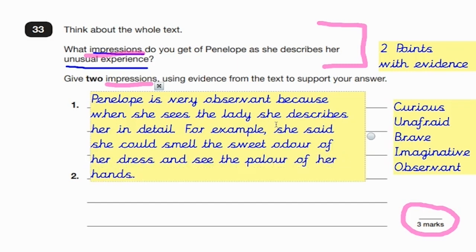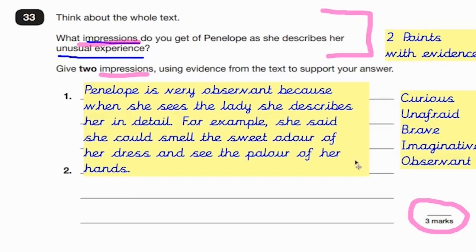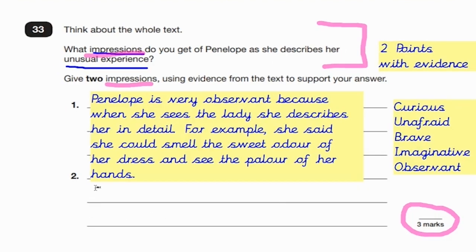Now, you might think, oh, that's quite a long answer. However, that would only get you 2 marks because you've only given 1 point with evidence. What you need to do now is give a separate point. So we said that she's observant. Now, this point doesn't actually have to be with evidence to get the 3 marks. We just have to make an additional point. But I always say to the children in my class, if you can give evidence to support it, the more the better, okay? So let's have a look.